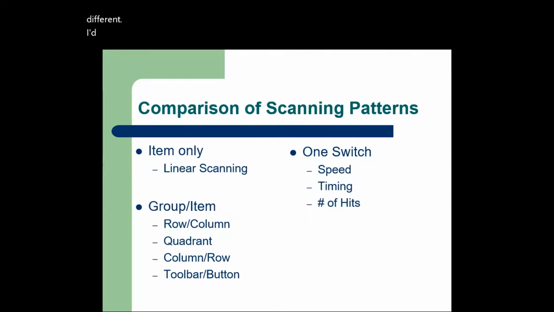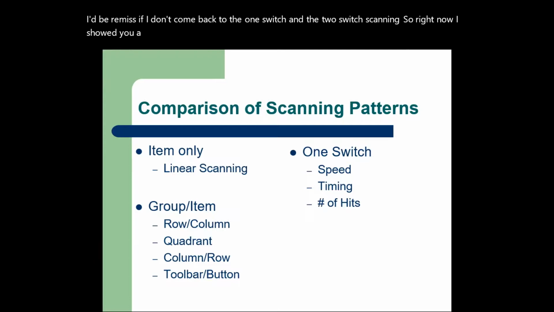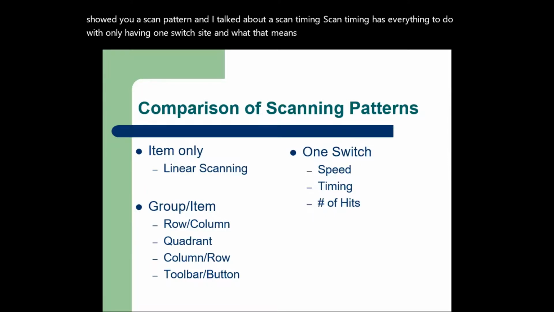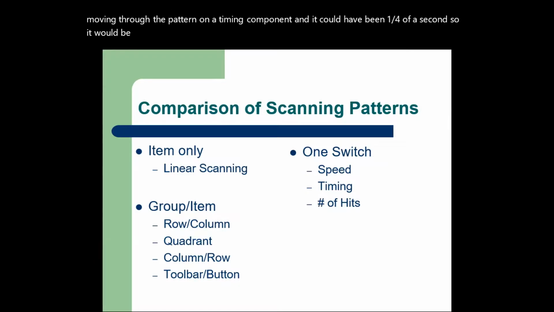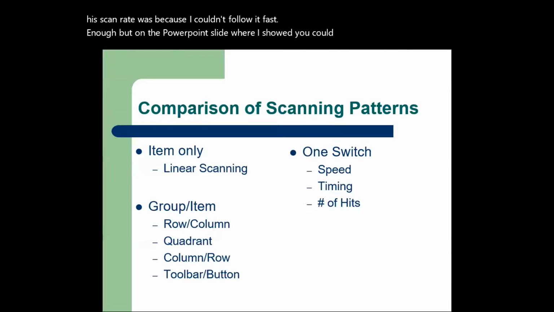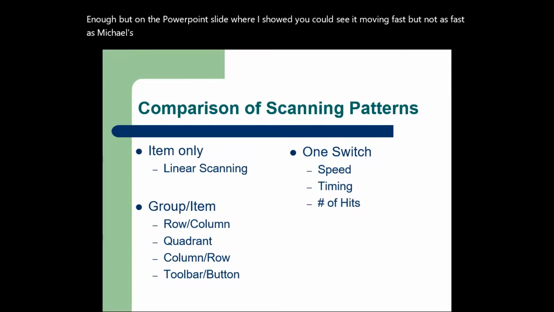I'd be remiss if I don't come back to the one switch and the two switch scanning. So right now I showed you a scan pattern and I talked about a scan timing. Scan timing has everything to do with only having one switch site. And what that means is that you hit that one switch and it starts moving through the pattern on a timing component. And it could have been a quarter of a second, so it would be moving really fast. Like on Michael's screen, I can't even tell you how fast his scan rate was because I couldn't follow it fast enough. But on the PowerPoint slide where I showed you, you could see it moving fast, but not as fast as Michael's, but not as slow as my 1 second per button demonstration with the red and blue, right?